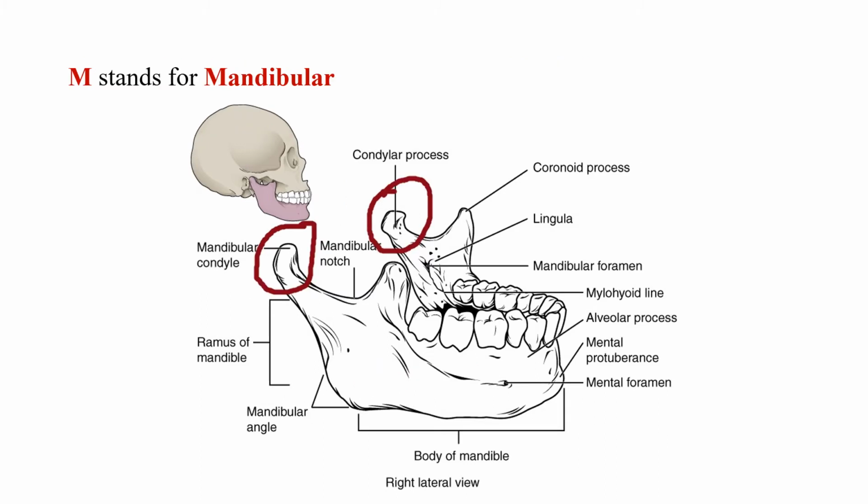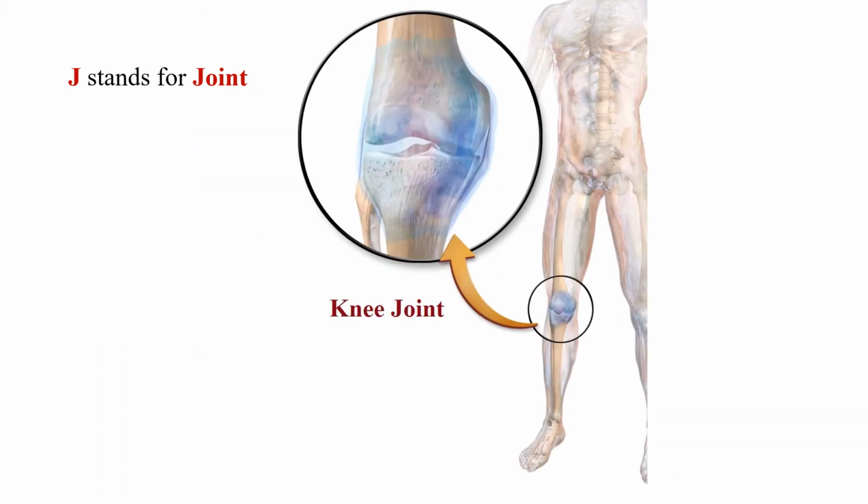So I have circled both the right and the left mandibular condyles. It's just a name for where the mandible fits into the skull, right? So the mandible fits into the skull at the temporal bone, and it fits at the end of the mandible in what's called the mandibular condyle. Got it? So J stands for joint, and most people know about the knee joint because it seems like that's where most people have problems.